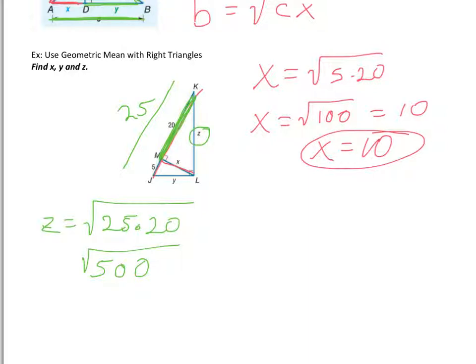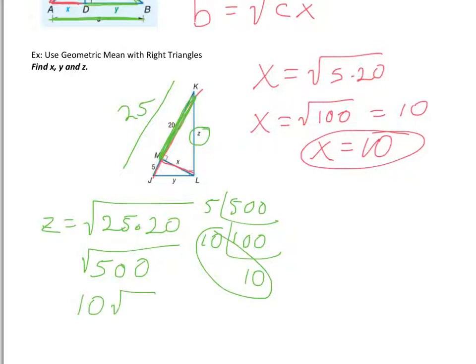We get a decimal, so let's go ahead and use the cake method to simplify that. 500 we know is 5 times 100. Well, 100 is a perfect square. That's 10 times 10. So I have a pair of 10s that I can pull out, and the 5 stays inside. So Z equals 10 radical 5. Alright, let's look for the next one.